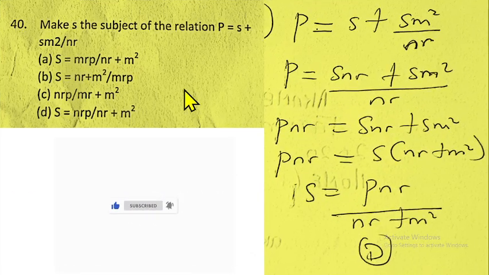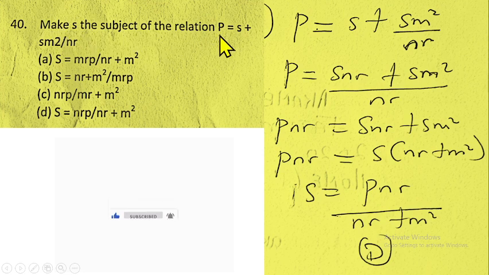Question number 39 is on subject of the formula as well. Make S the subject of the formula in the relation P is equal to S plus SM squared divided by NR. If you don't understand the way they wrote it, I've written it properly. This is what you have: P is equal to S plus SM squared over NR. There are ways in which you can do this. You may not follow my own steps.